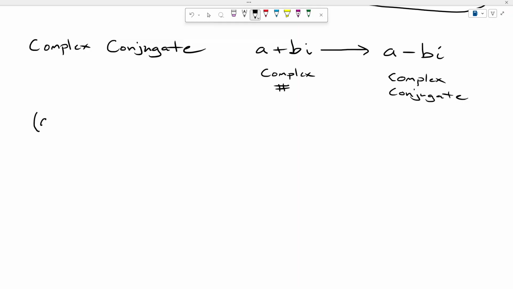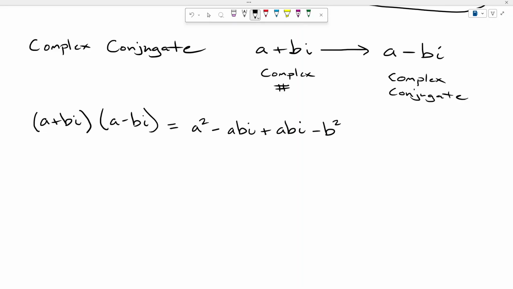See how that works here. If we had a plus bi, and then taken it times its complex conjugate, a minus bi, so if we FOIL that out, we end up with a squared minus, and we're taking a times bi, so we'll just have a bi, and then plus a bi, and then minus, we'd have b squared, because we're taking bi times bi, we'd have b squared, i squared.